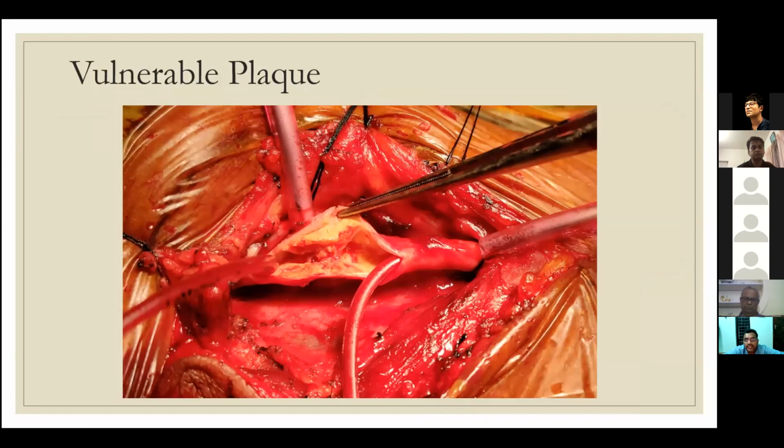Just to show, the guide wire or the embolic protection device has to go through this ulcerated plaque. So at any time it can carry a part of the thrombus or plaque material distally during the initial manipulation.